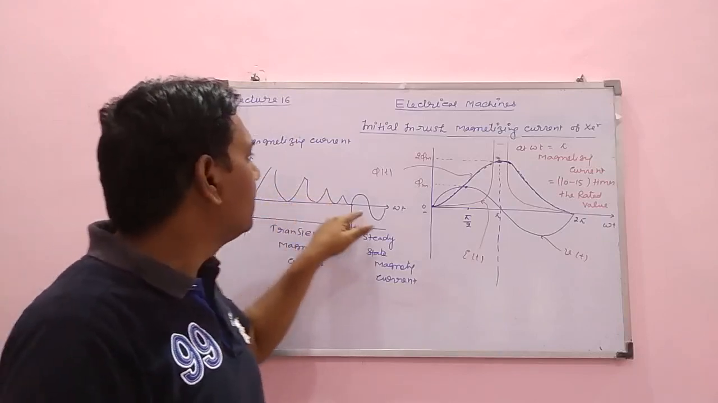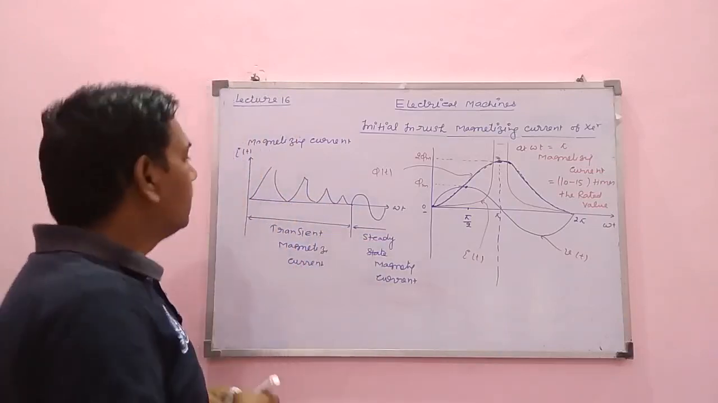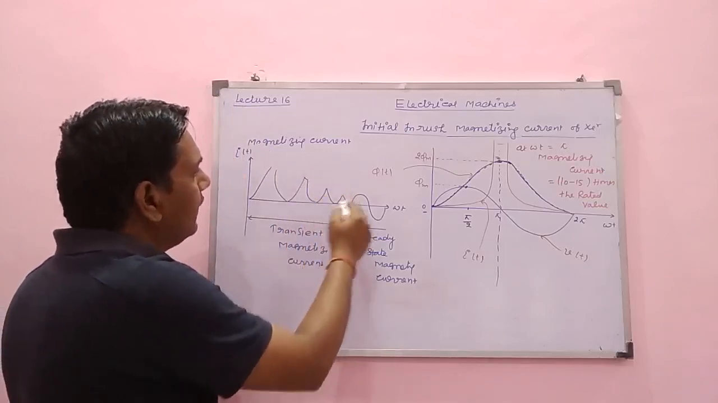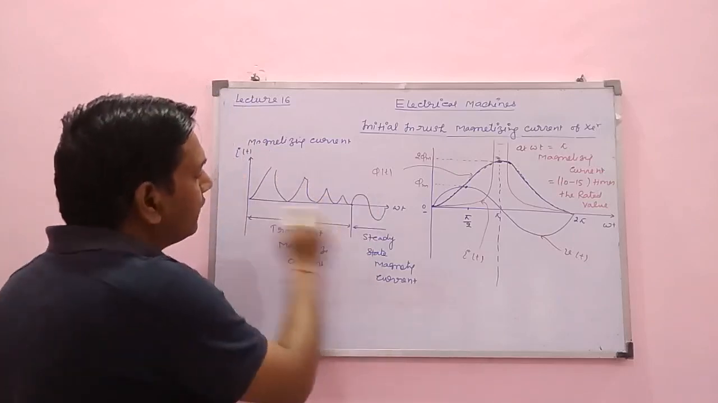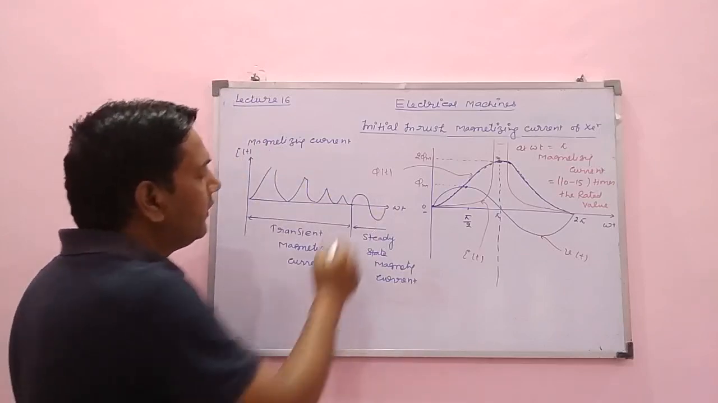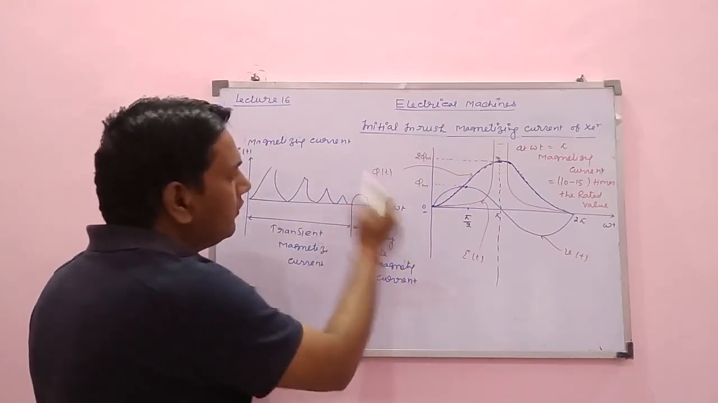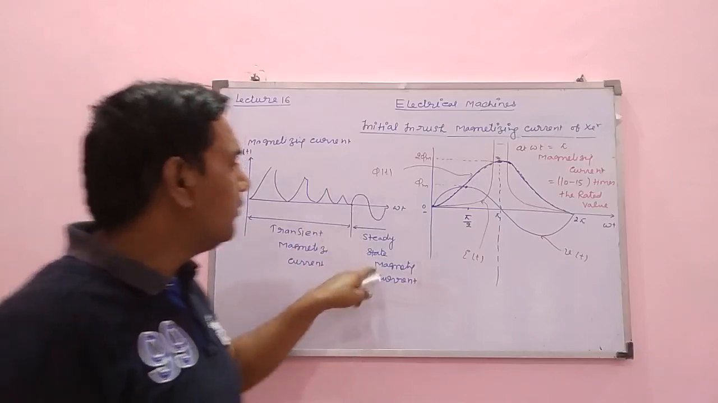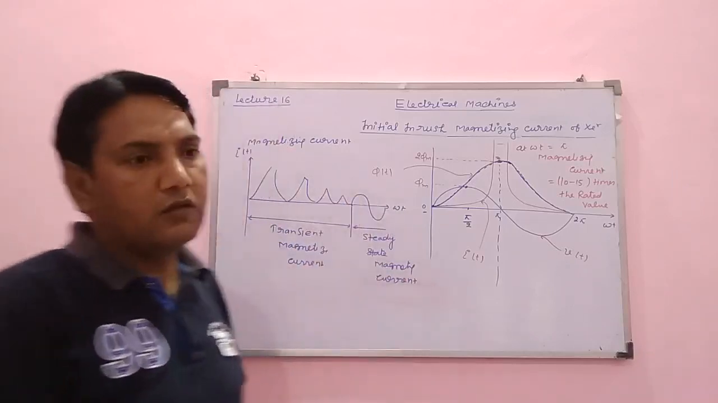not cover its steady state value. So it will be something like that in this waveform. But after some period, it attains its steady state value and it comes into its original form, and the original form of magnetizing current is sinusoidal in nature.